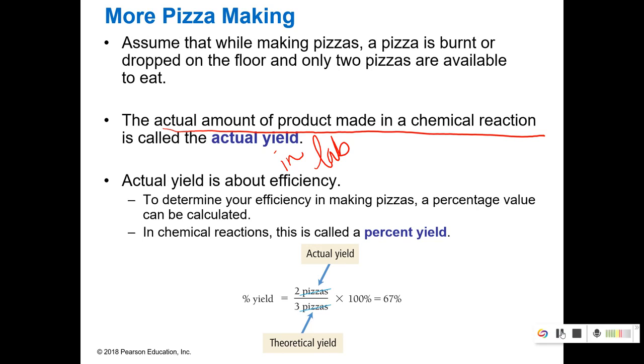And percent yield is the actual yield over the theoretical yield times 100. So just make sure you always have that times 100 for percents, because percents are always out of 100. And this is going to appear in a minute again, so you don't have to stress out about writing it down right now.